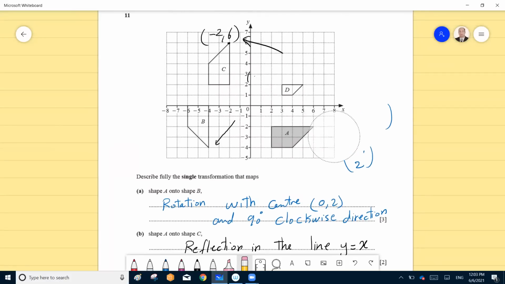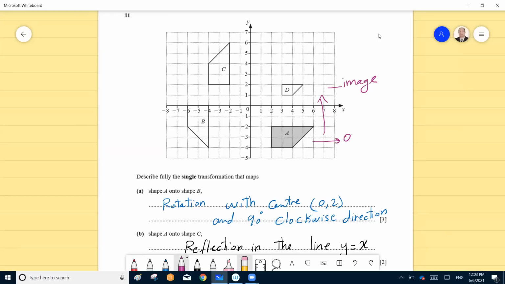Look, the shape's size becomes smaller or bigger. It's an enlargement with a scale factor. A into D: this is the original shape and this is the image. To find the scale factor, divide this side by this side. The scale factor now is 1/2.